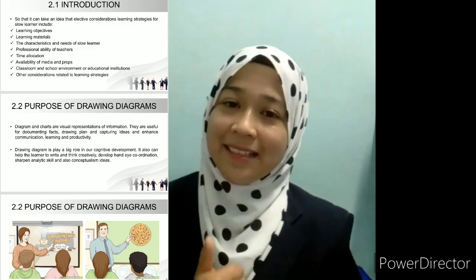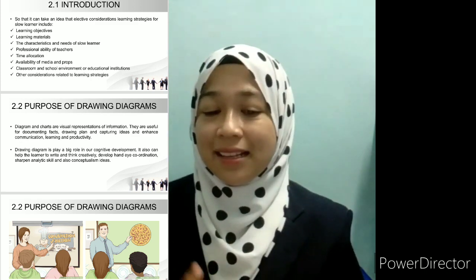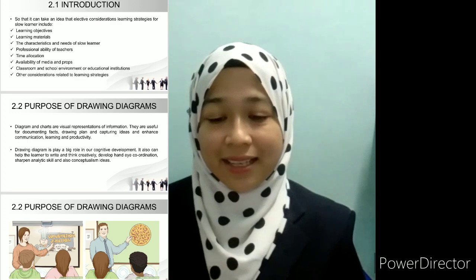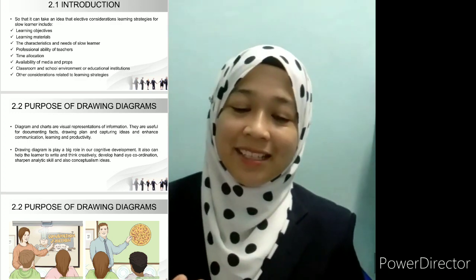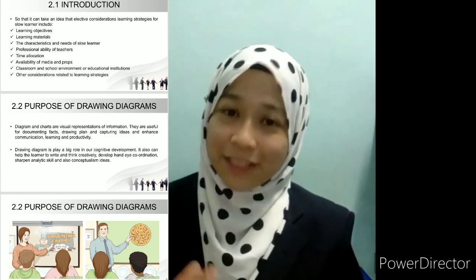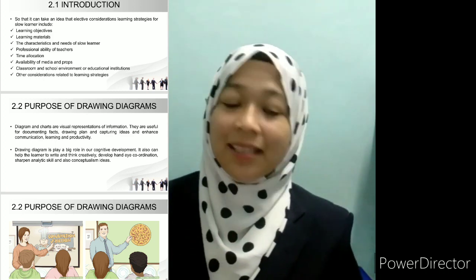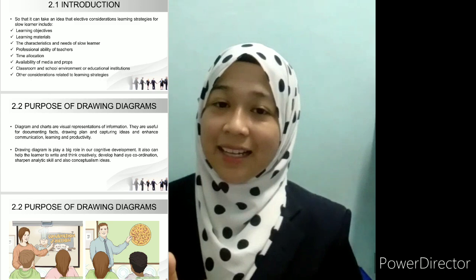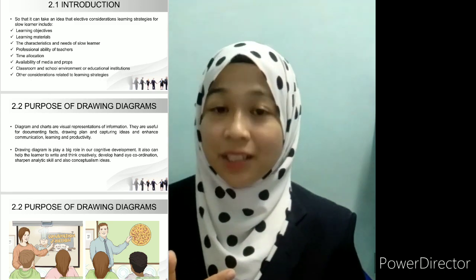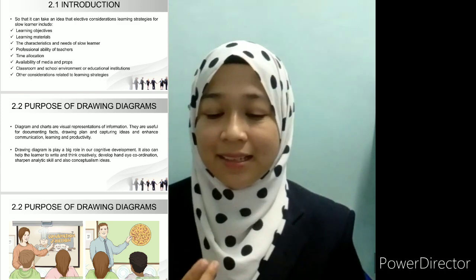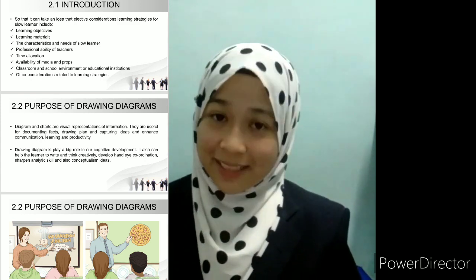The first one is the learning objectives, learning materials, the characteristics and needs of slow learners, professional ability of teachers, time allocation, availability of media and props, classroom and school environment or educational institutions, and other considerations related to learning strategies.